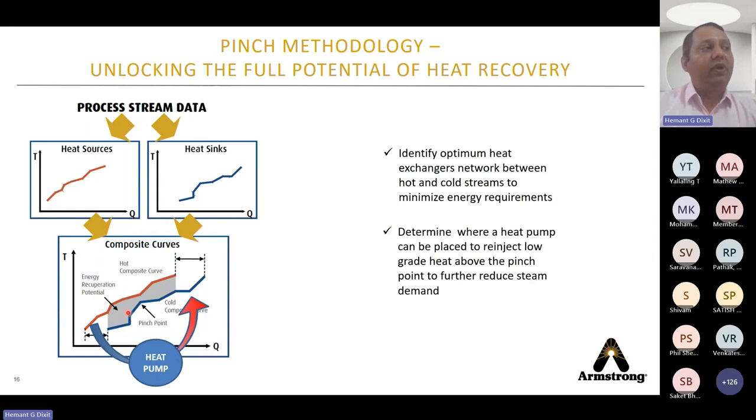And wherever it is not possible, like the lowest energy which cannot be recovered, that should be used by the heat pump to put it back to the highest energy. These two pockets are unapproachable with normal heat recovery. So the heat pump should be used for this area so that we can do the complete heat recovery of the plant. So the pinch analysis will help us identify the optimum heat exchanger network between the hot and cold streams to minimize the energy requirements. And it will also help us determine exactly where the heat pump has to be put.